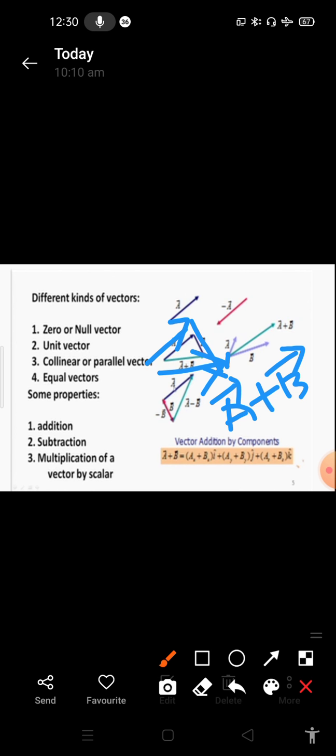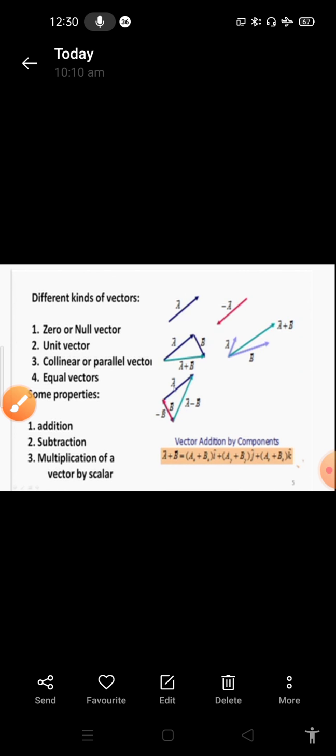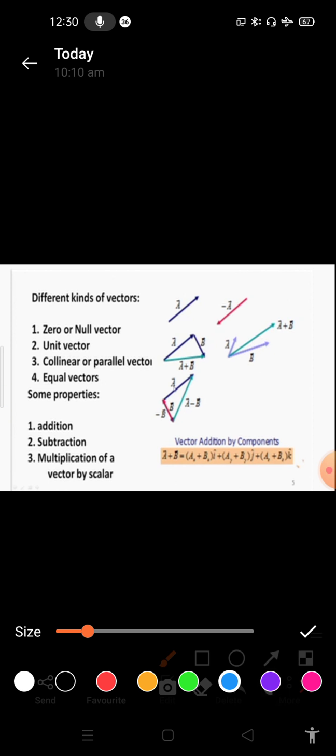Now, in this way also we can add two vectors. And the second one, see the next case, in the next case also you can add the vectors. For example, this is A vector and this is B vector, in different directions. Then the resultant vector is in this way, okay? The resultant vector is A plus B, that is addition of two vectors.